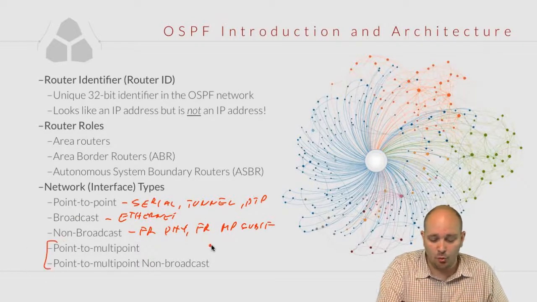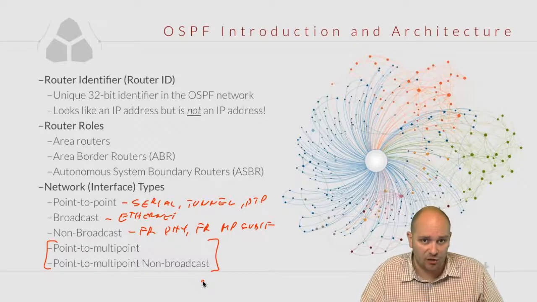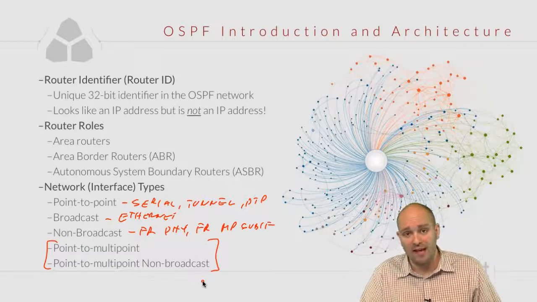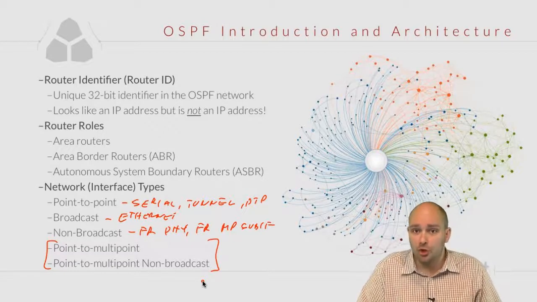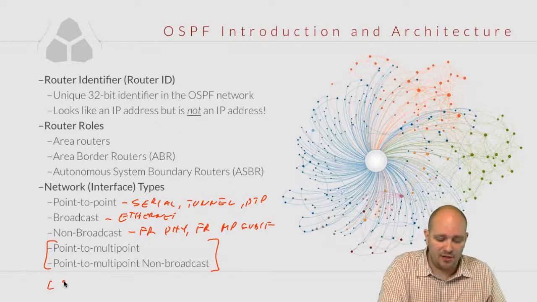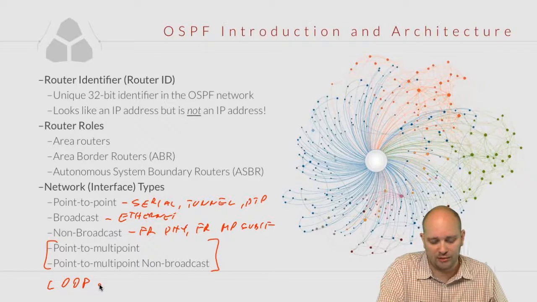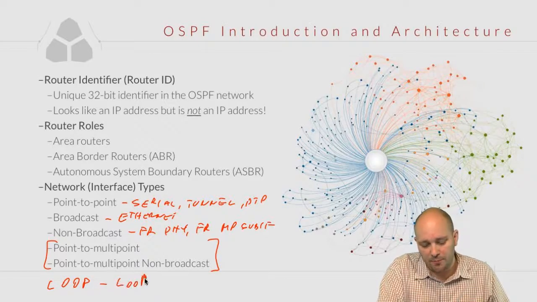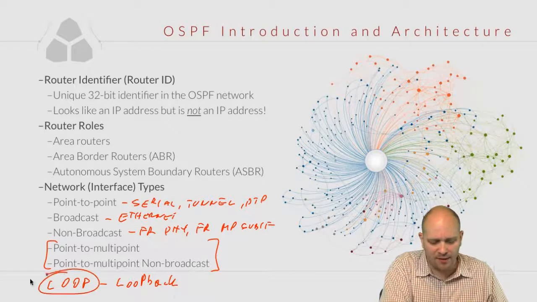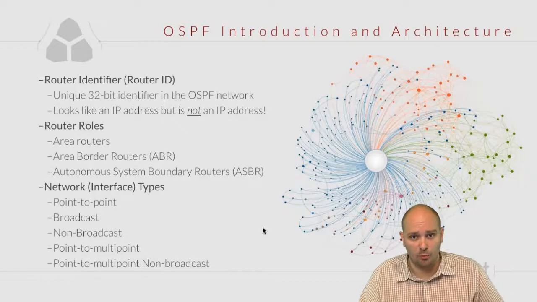Point-to-multipoint and point-to-multipoint non-broadcast are not the default on any of the interface types, but they can be specially configured. They have a particular behavior that might be of use for you in the network. And finally, I did mention that there is a last one, which is loopback, or loop as IOS calls it, which is going to be the default on loopback interfaces. There is a special behavior about the loop interface, and as I said, I will talk about it in a little bit more detail later on.